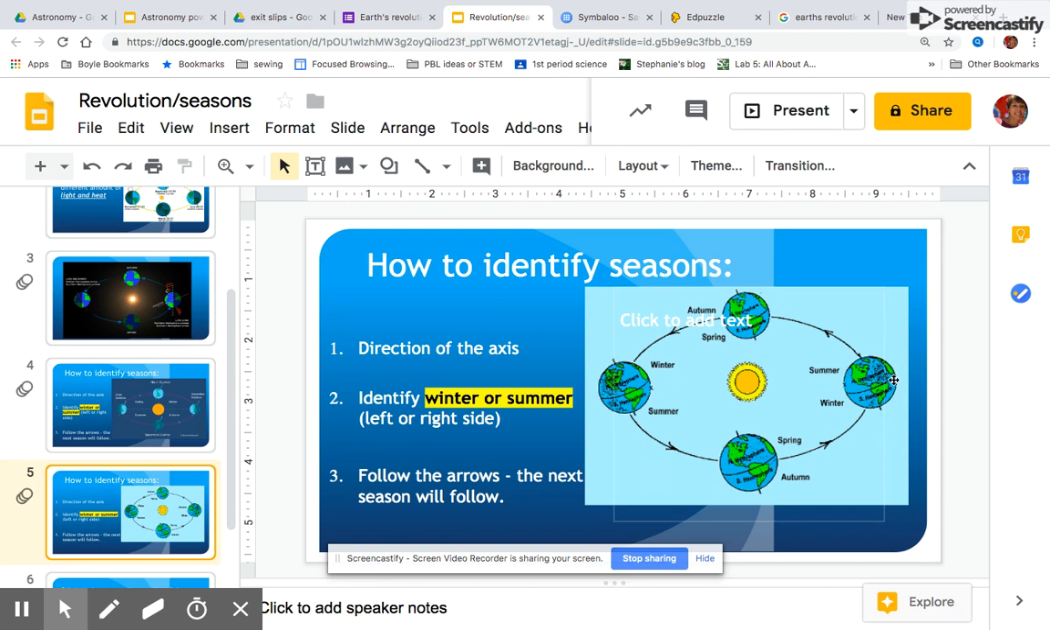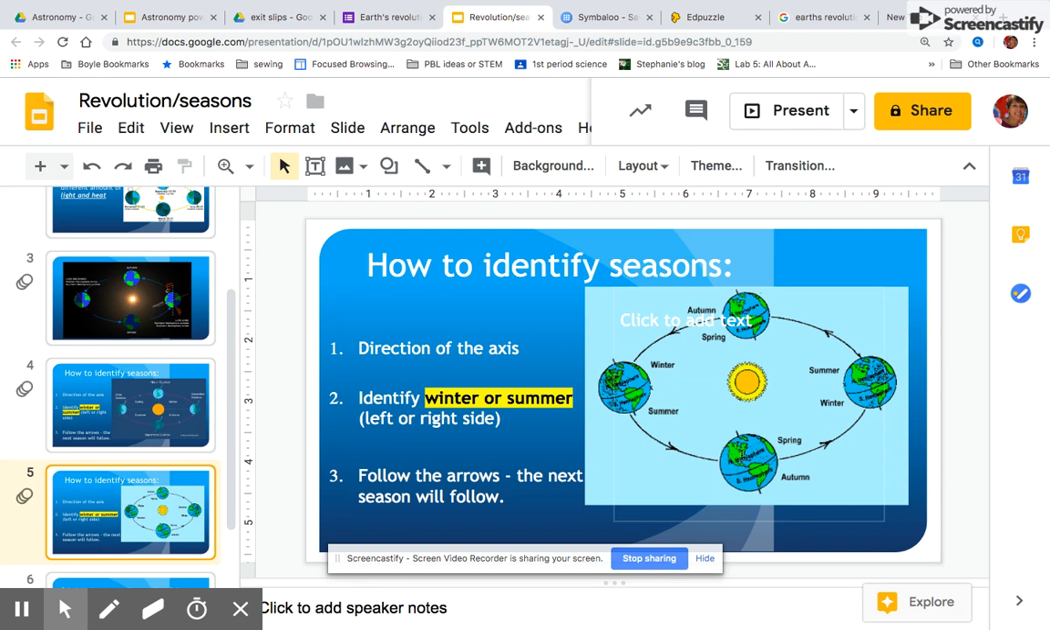Second thing, identify winter or summer. It's up to you. It will always be on your right or your left. I always do the summer. So on this one, this axis appears to be pointing towards the sun. So if it's towards the sun, I know that is summer. Versus this axis, which appears to be going away from the sun. If you were to extend that axis, it would be going away from the sun, where this one is going towards the sun. And then, if this is summer, following after summer is fall, winter, spring.